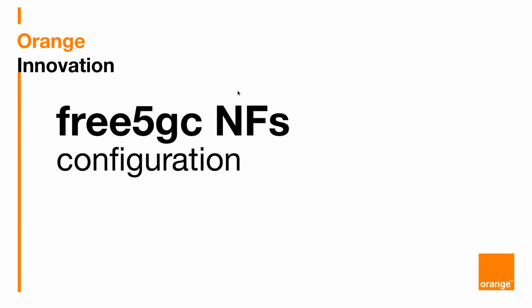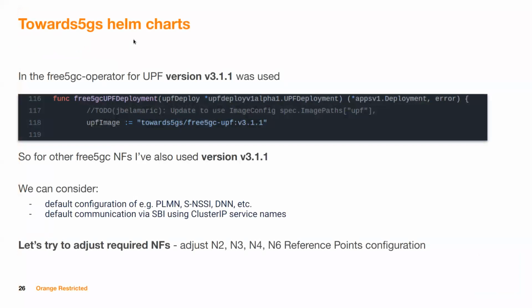As I said, this is provided in the Helm chart values, but we can modify it in the KPT package itself. In the free5GC operator, you use version 3.1.1, so I stick to that. For the other network functions, I use the same version to be compatible. Here we keep the default configuration for PLMN, SNSSAI, DNN, etc. So we do not care about these specificities.